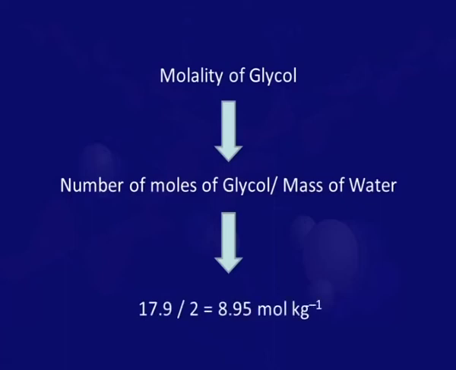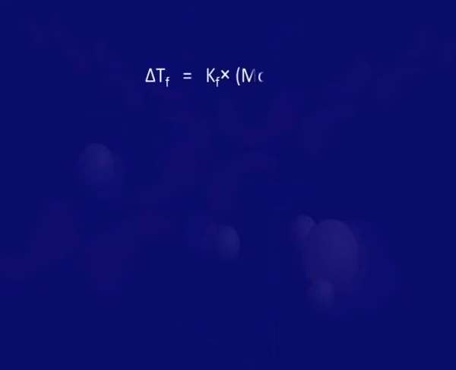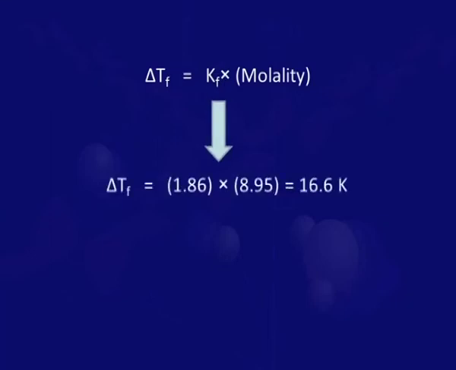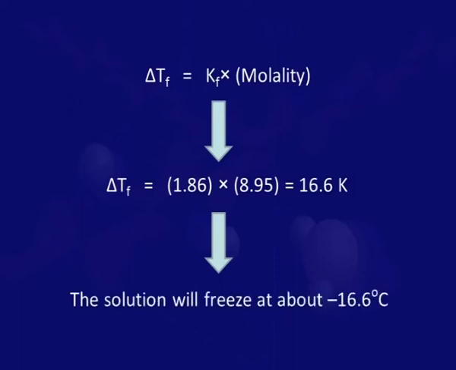which is equal to 8.95 moles per kg. As we know that ΔTf is equal to Kf into molality, therefore ΔTf will be equal to 1.86 into 8.95, which is equal to 16.6 Kelvin. Now the freezing point of pure water is 0 degrees Celsius, hence the freezing point of this solution will be equal to minus 16.6 degrees Celsius.